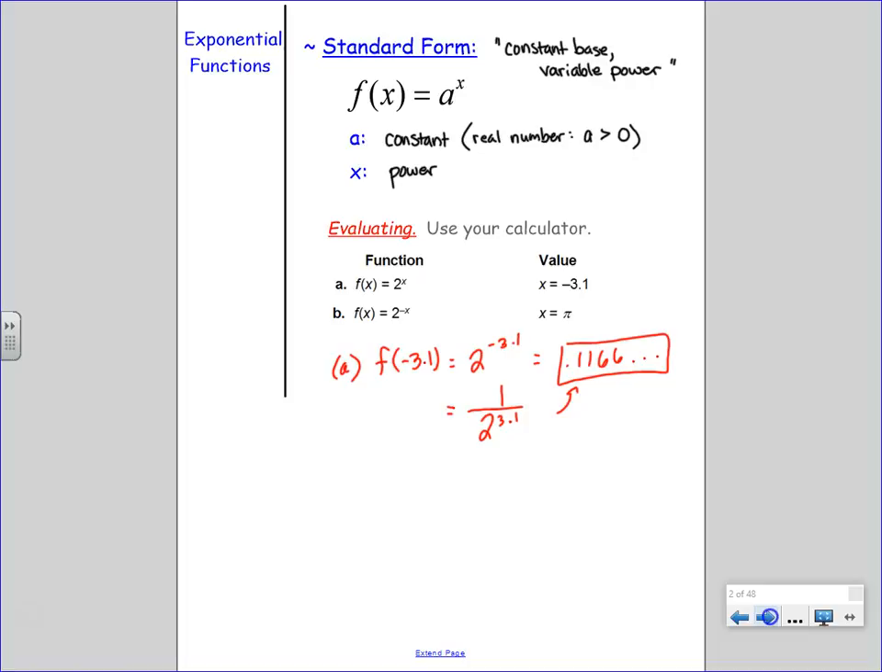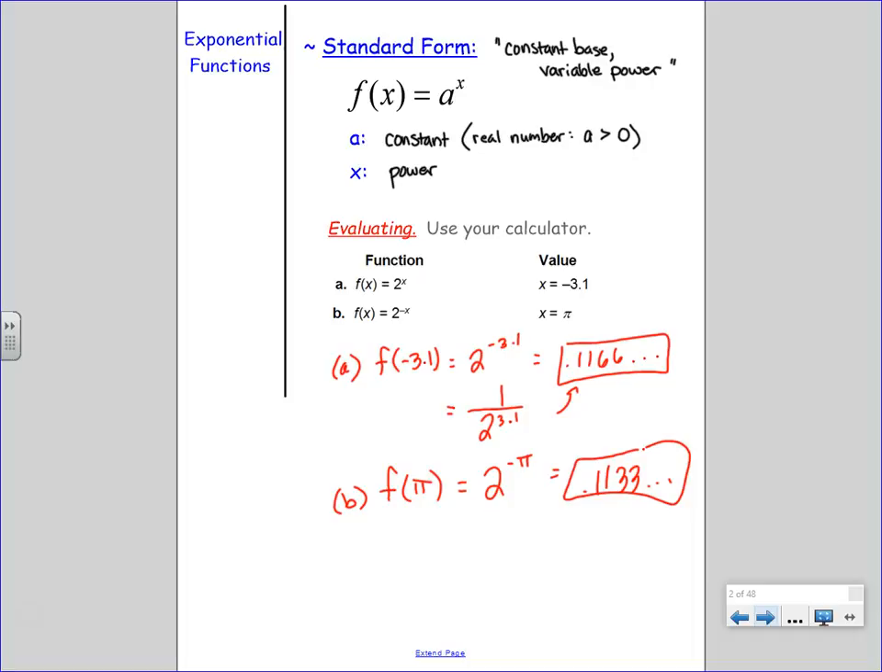So then letter B, just to further practice real quick. F of pi. Oh, pi's a number. Yeah, that makes sense. F of pi equals 2 to the negative pi. What do you guys think? Is it going to grow or is it going to shrink? It's going to shrink. We'll go ahead and plug it in. Give me a decimal real quick. Point 1133. We could round it.